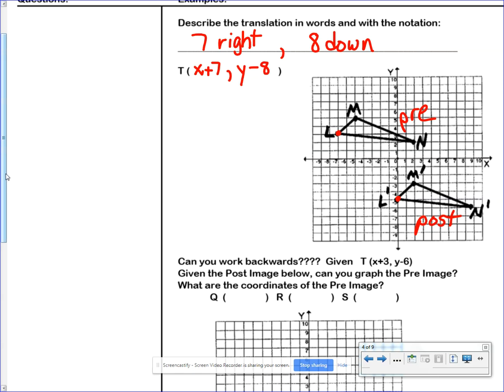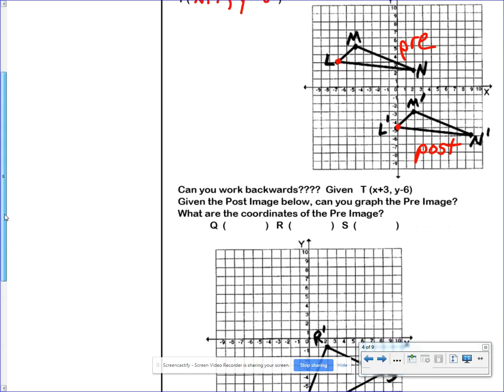Now, here's the challenge on this guy. And actually, yours look a little differently because I had a typo. So I need you to add this on your notes because I neglected to write that in. So write T for a transformation. My x values will be increased by 3. My y values will be decreased by 6. So in other words, you are going to go to the right 3 and you are going to go down 6. That's what the transformation said.